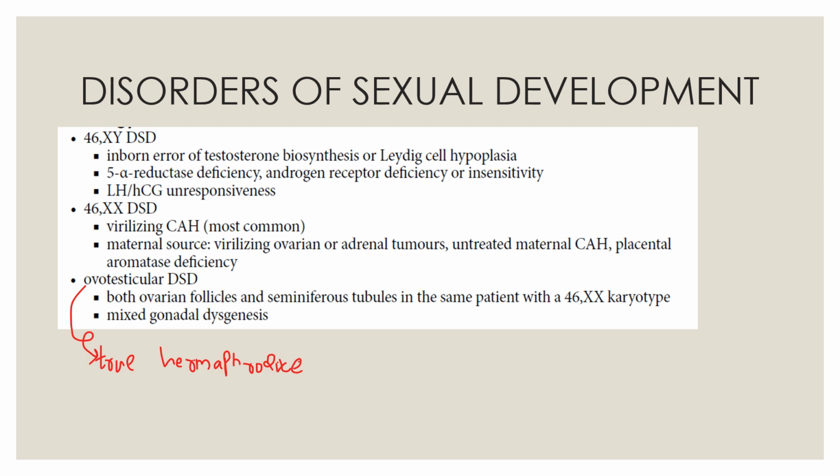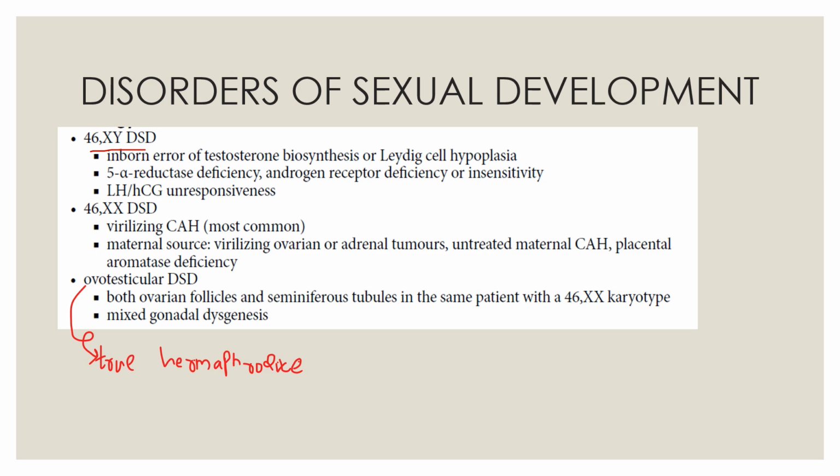So coming to disorders of sexual development. So we are talking about hermaphrodite. Hermaphrodite means one who is having both female and male sexual external genitalia or internal genitalia. So 46XY with the disorder of sexual development.